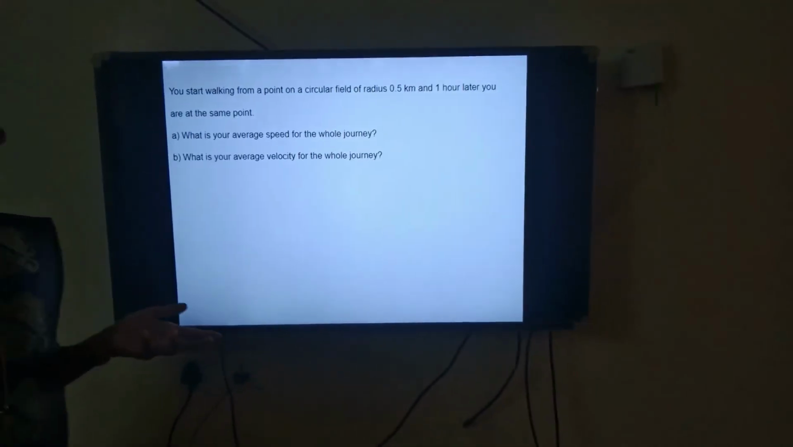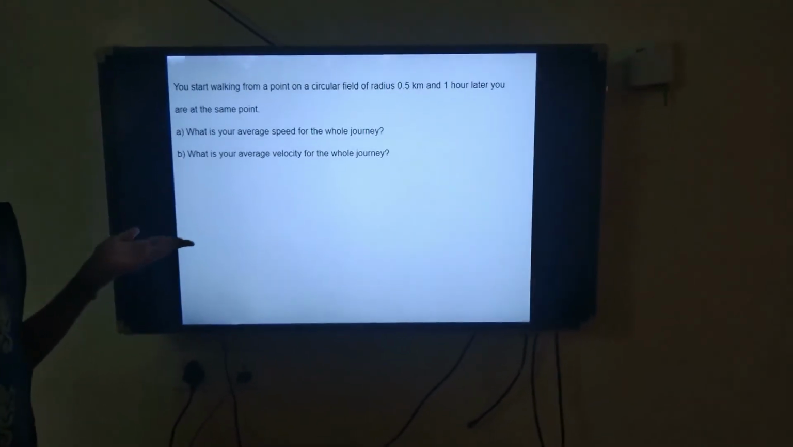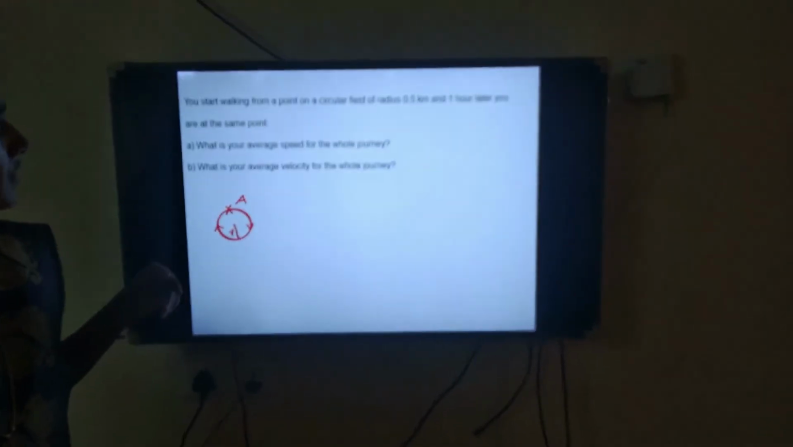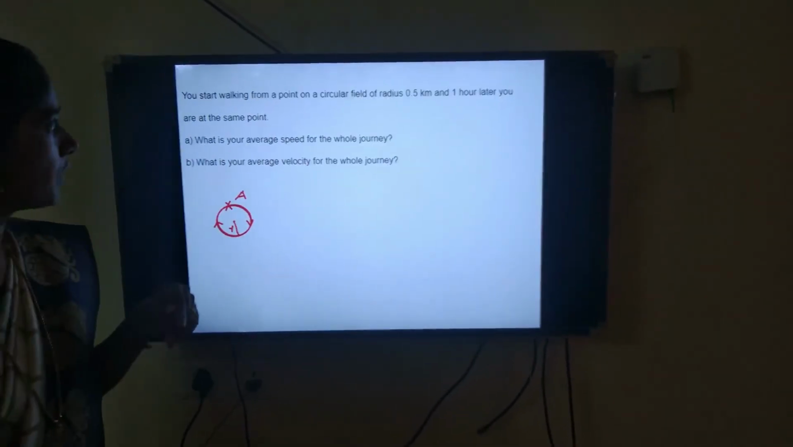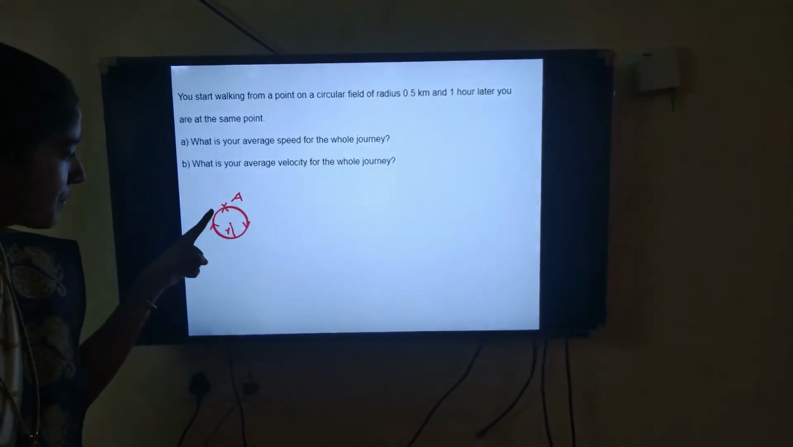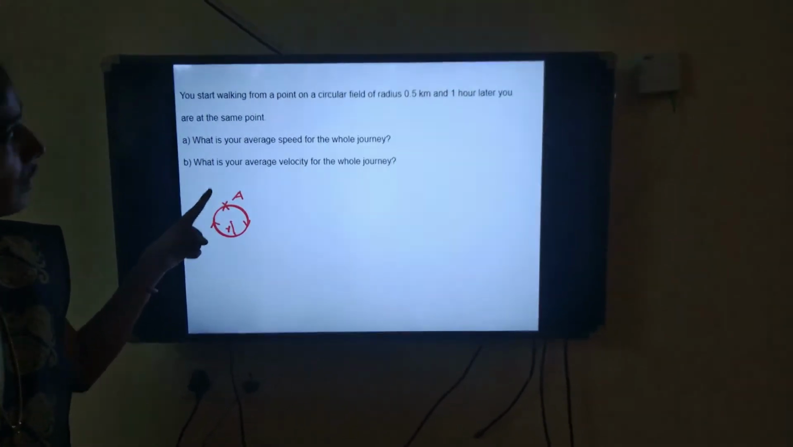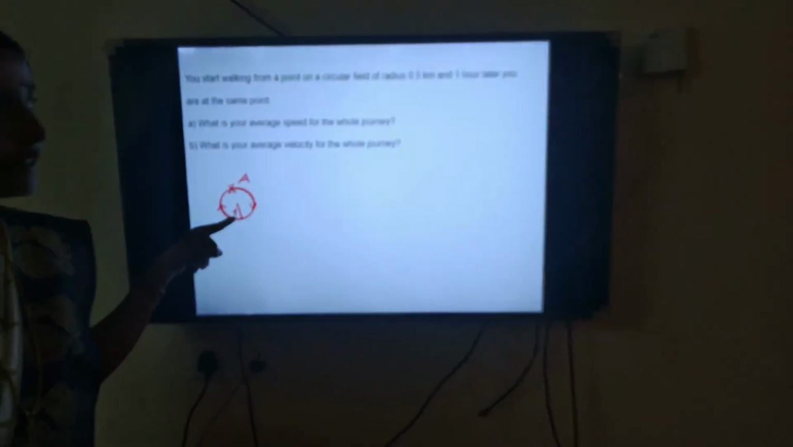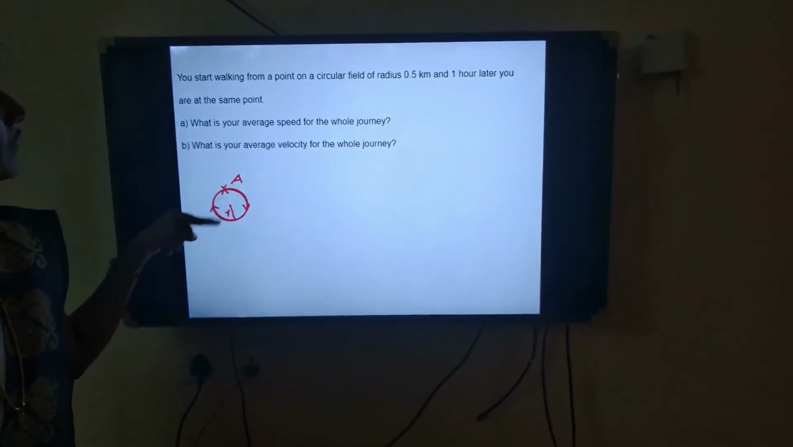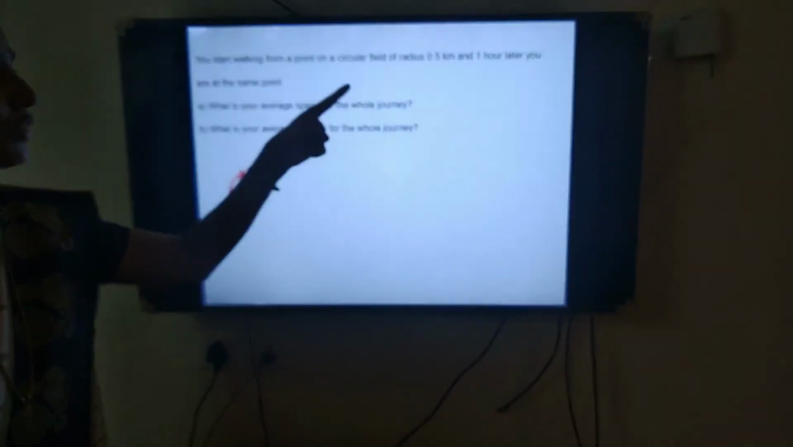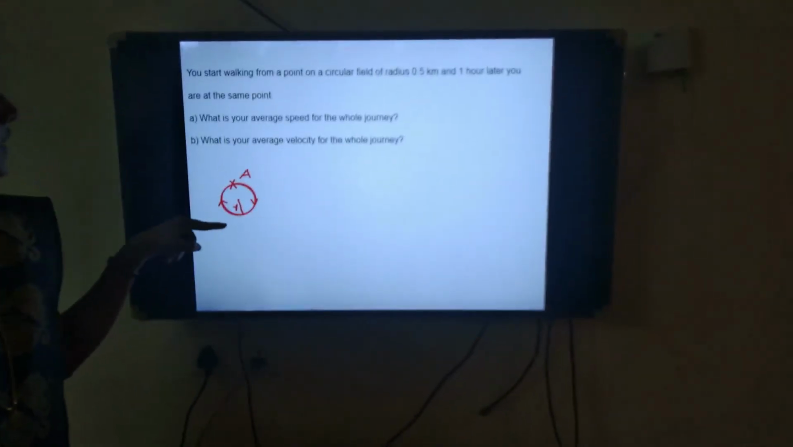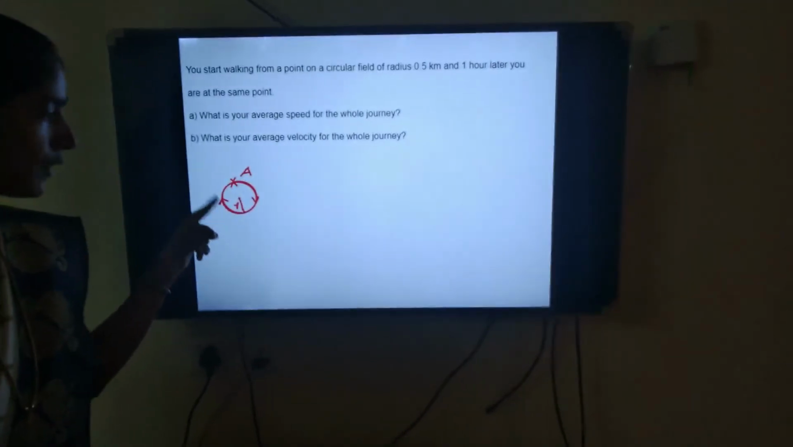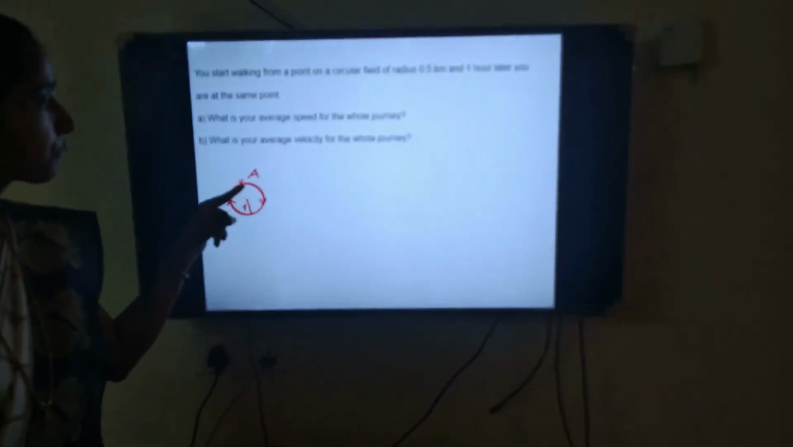Let's move to the next question. Here let me show the figure for explaining this. Here you start walking from a point on a circular field of radius 0.5 km. Here I assume the starting position as A. So we move along this circular field, and what is the radius of that circular field? 0.5 km. And in what time we complete one round? In 1 hour. Okay, we go round the field for 1 hour. Then the question is, yes, we are coming back to the starting point. That means you have to say that one round is completed.